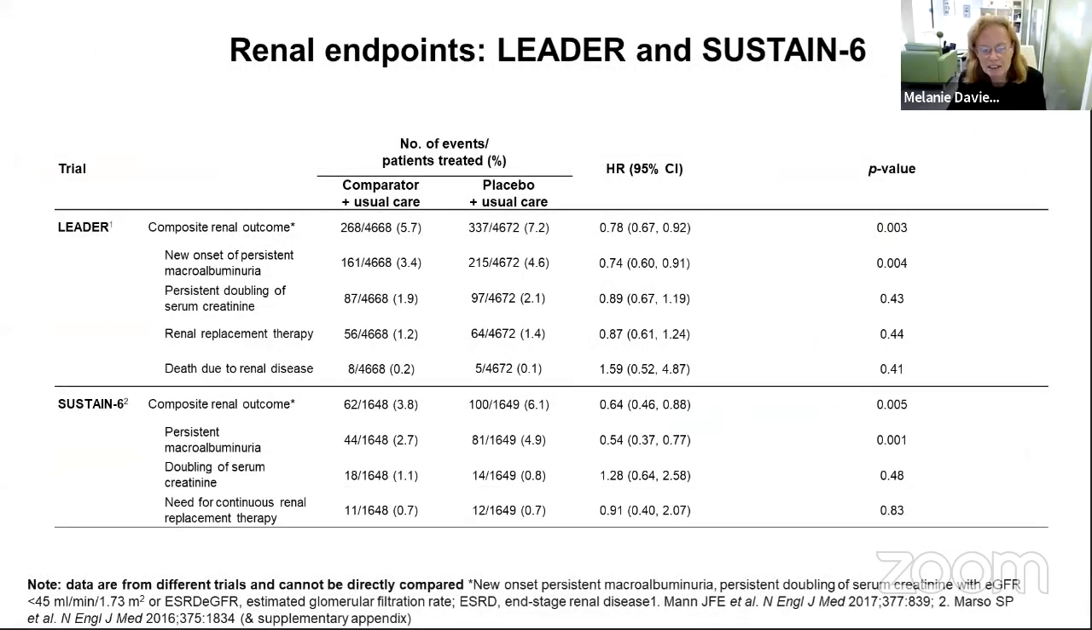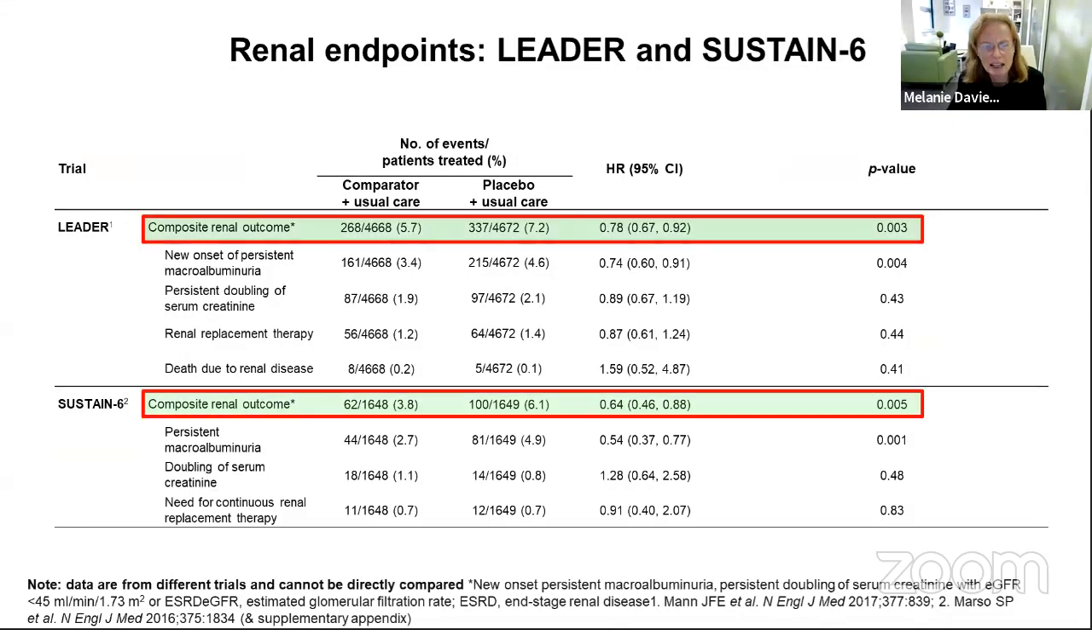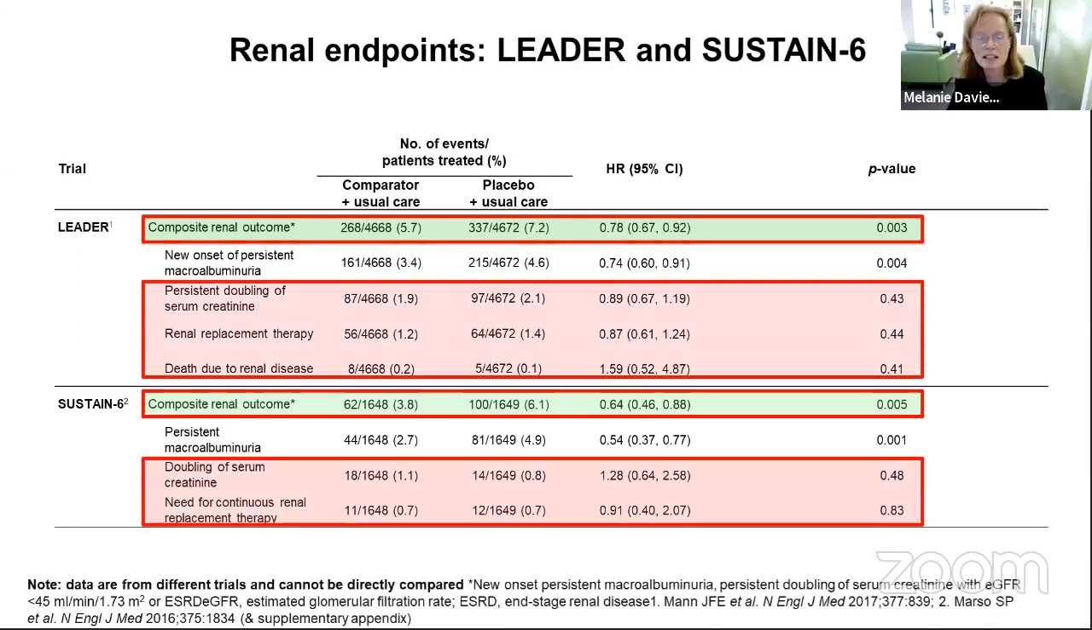Now, if we look at the kidney, and I think it is important to look at the kidney endpoints in these studies, this is from LEADER and SUSTAIN. And in both these studies, there was a significant reduction in the composite renal endpoint, which was defined as new onset persistent macroalbuminuria, doubling of serum creatinine, renal replacement therapy, or death. Now, that sounds a good thing, and of course it is, but it was largely driven in both with liraglutide and semaglutide by a reduction in albuminuria. And if you look at these harder endpoints, we didn't see an impact on those, which is in contrast to the SGLT2s, which I'll come to in a minute.